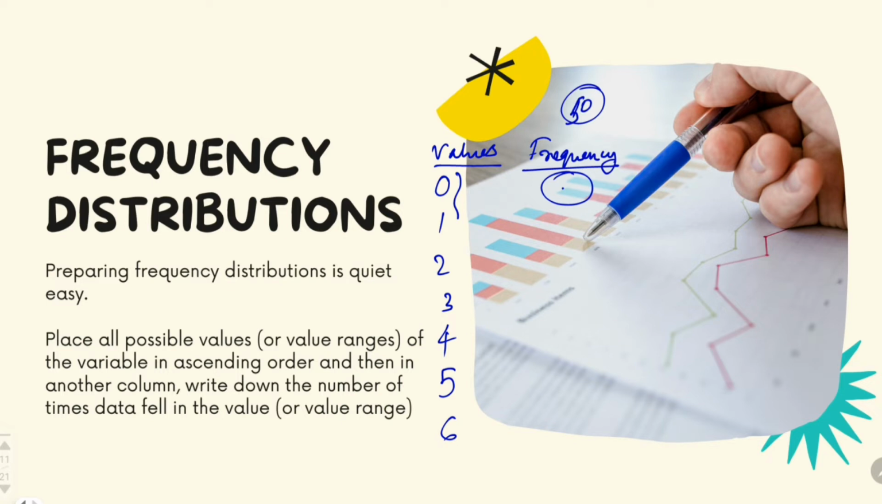If you are talking about the income, maybe you can divide it as 0 to 1 lakhs, 1 to 2 lakhs, 2 to 3 lakhs, like that. So how many families of these 50 you were checking had income in the range of 0 to 1 lakh or 1 to 2 lakhs? That number we'll write down in the frequency column. Okay, and there we have it. That's our frequency distribution. Easy enough, right?